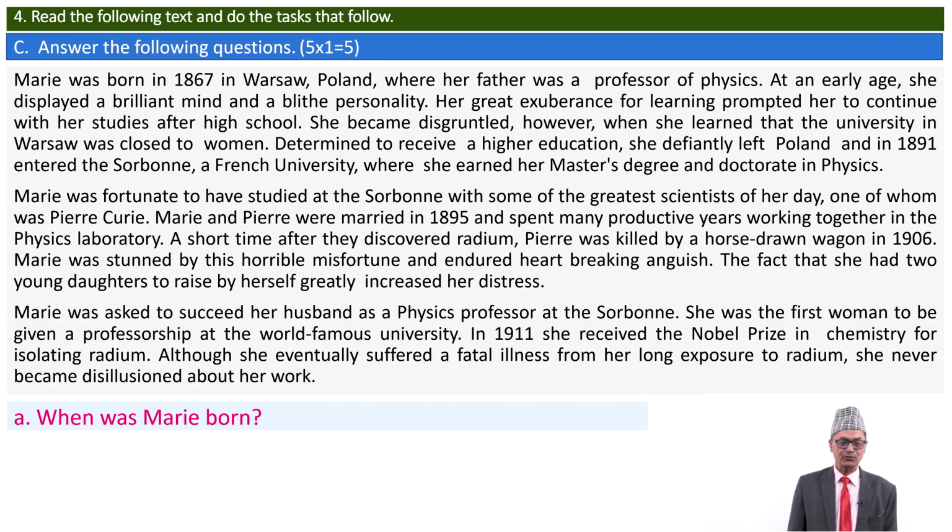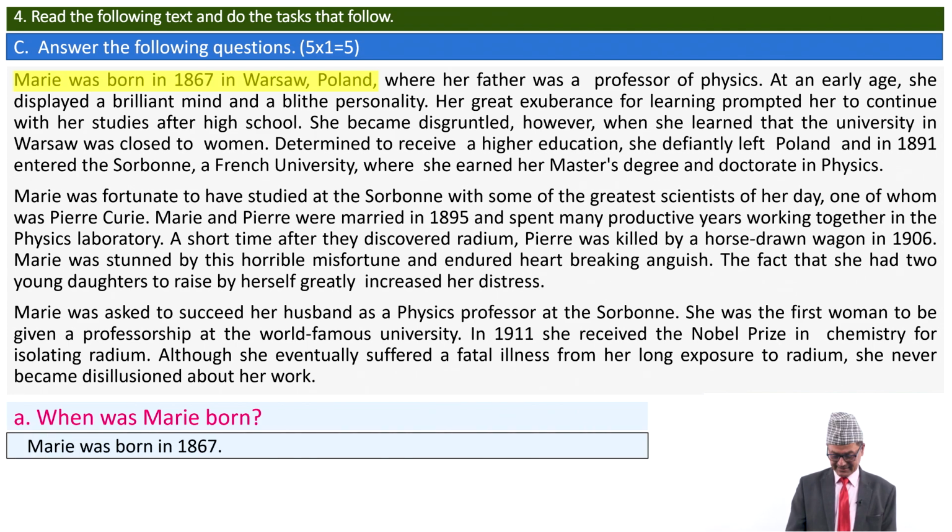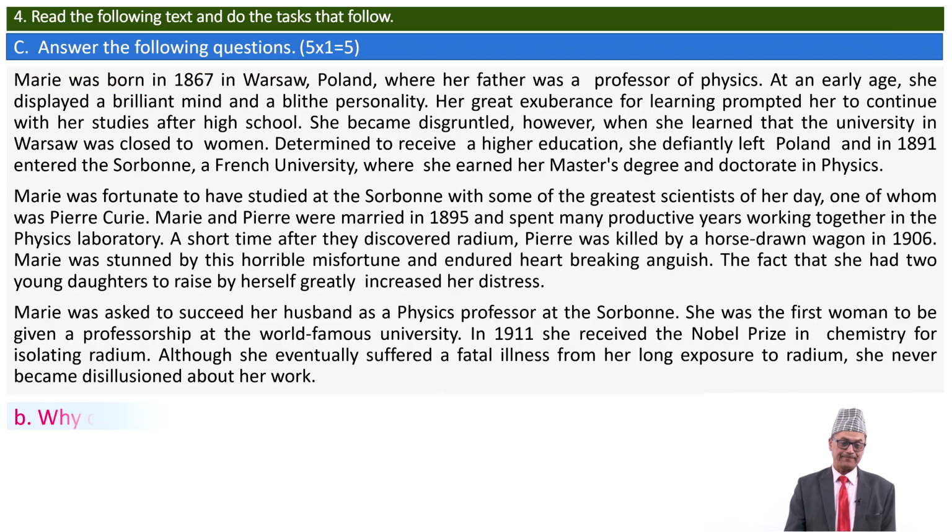The first question is, when was Mary born? This is a literal comprehension question. You get the information directly in the text. So Mary was born in 1867. You are right.